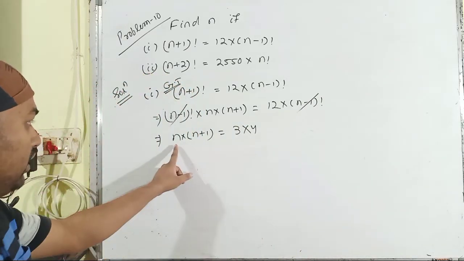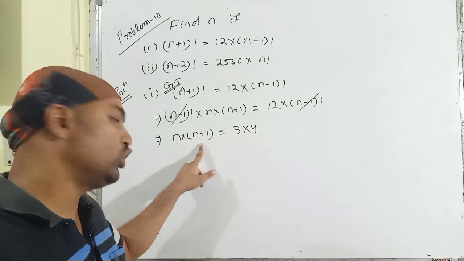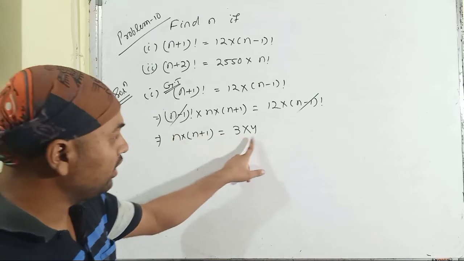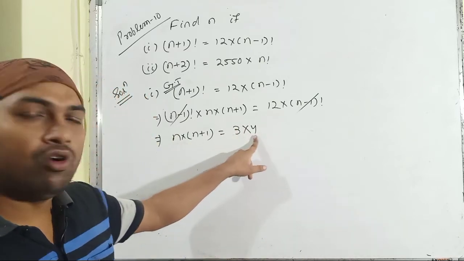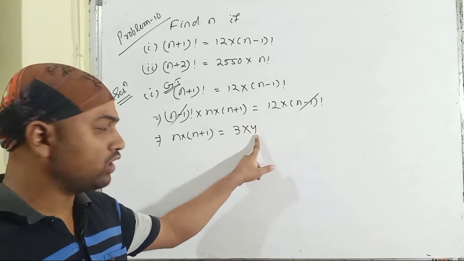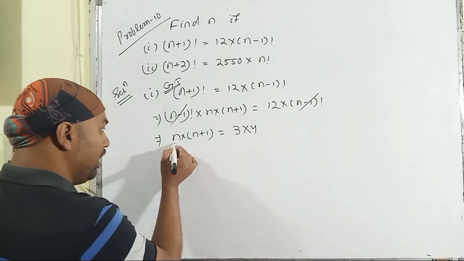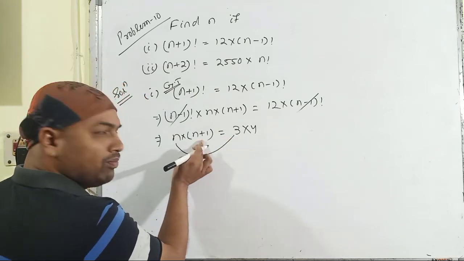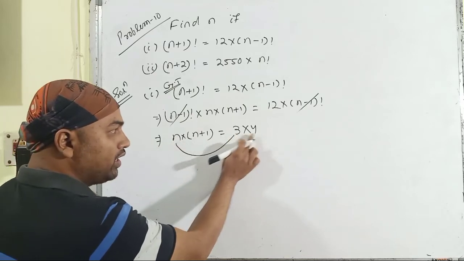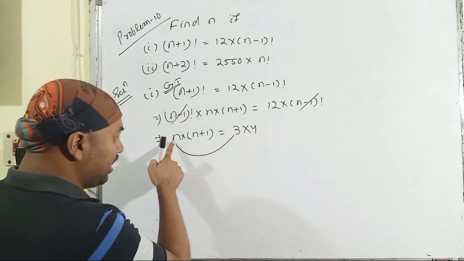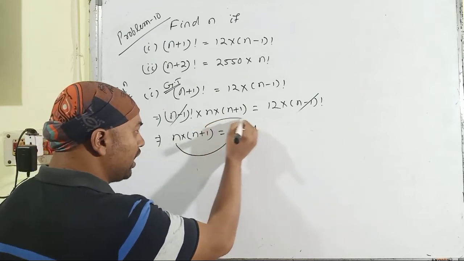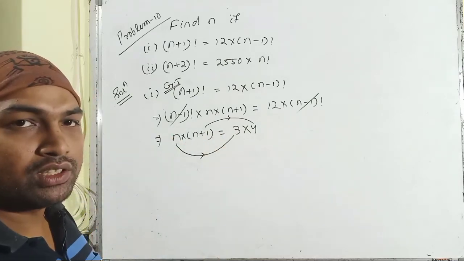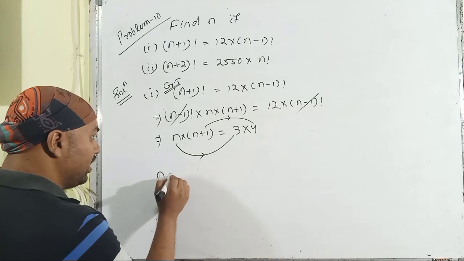As you can see, n and n plus 1 are consecutive numbers and the second one is the next term of n. Similarly, on the right hand side, 3 and 4 are consecutive numbers and 4 is the next term of 3. That means n is equal to 3, because out of n and n plus 1, n is the smallest number, and out of 3 and 4, 3 is the smallest number. Either you can compare n and 3 or n plus 1 with 4, and both comparisons will give you the same result. n is equal to 3.